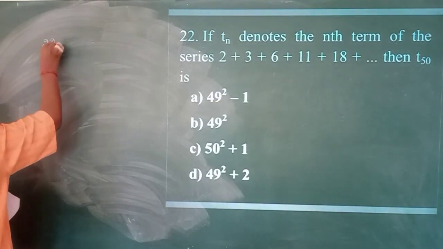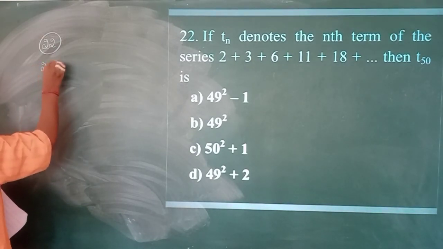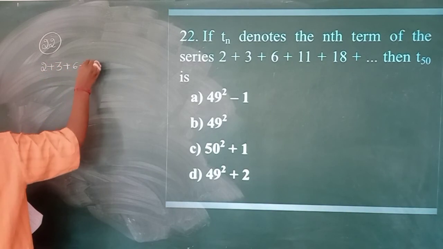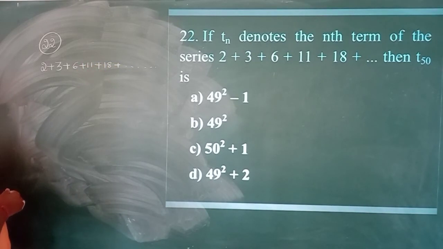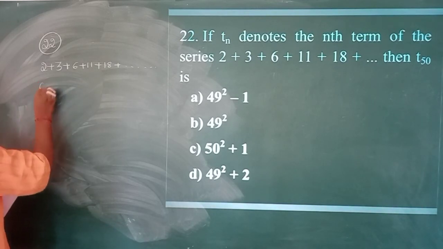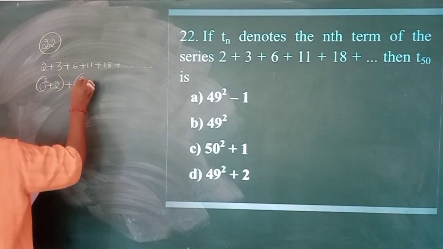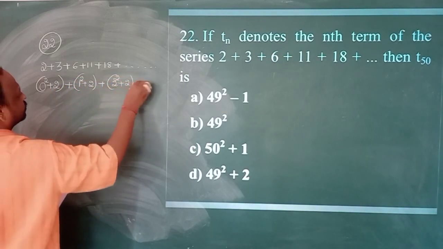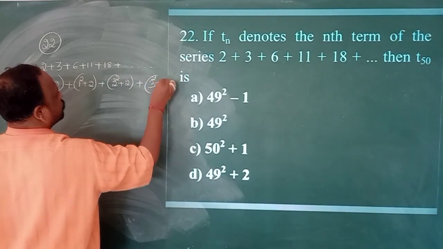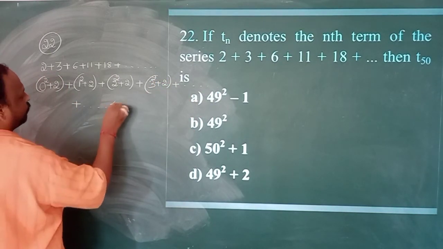22. So here they have given 2 plus 3 plus 6 plus 11 plus 18 etc. Here a very simple thing we can do: 2 can be written as 0 square plus 2, then 1 square plus 2, 2 square plus 2, 3 square plus 2, etc. The last one is 49 square plus 2.